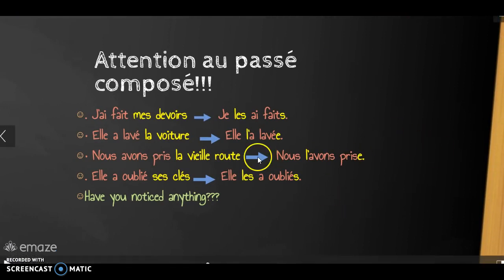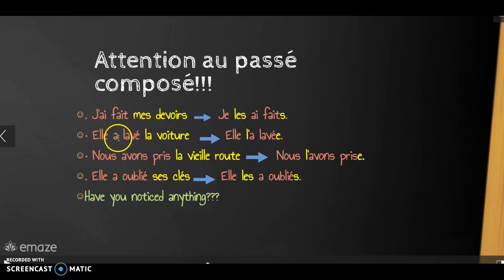Now, what happens when we have passé composé? You have to be careful to the past participle, d'accord? Like in these examples here, j'ai fait mes devoirs, I did my homework. Mes devoirs is pluriel, so I need to use les to replace it, and it goes before the verb again. However, my past participle takes an S. The reason why it takes an S is because the noun it refers to is pluriel.